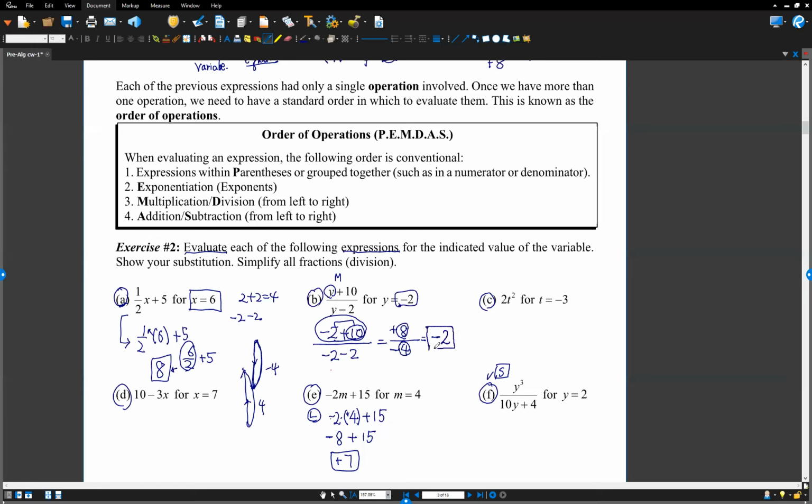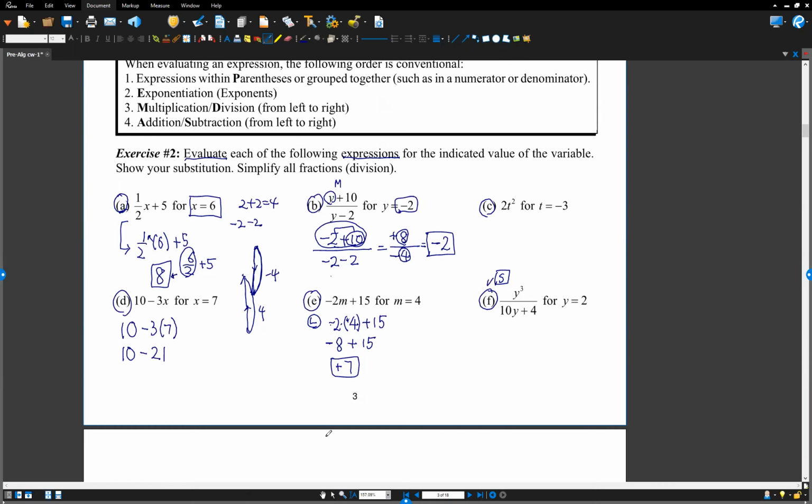Okay? Yes, very good. Can I do D? Oh, you can try D. Okay, go ahead, Luis. So 10 minus, sorry, you do negative 3 times 7. Then that would equal negative 21. Okay. 10 minus negative 21, that would equal negative 11. Negative side is more, right? So negative 11. Excellent. Very good.